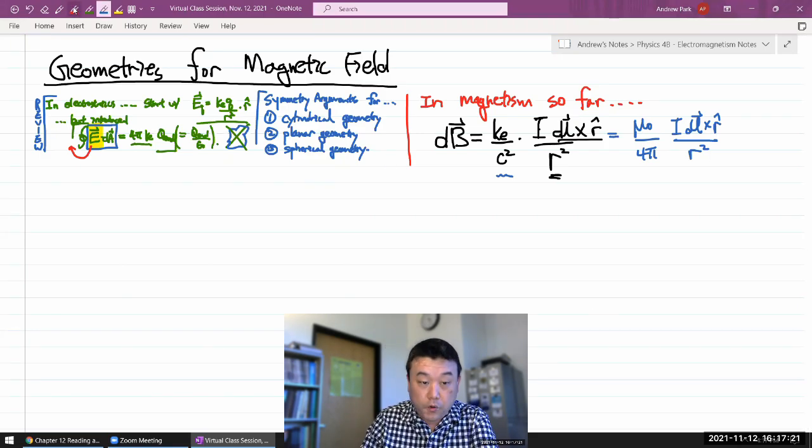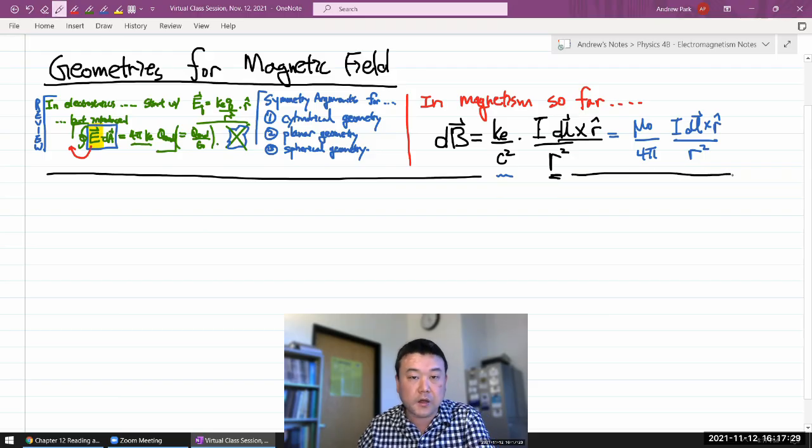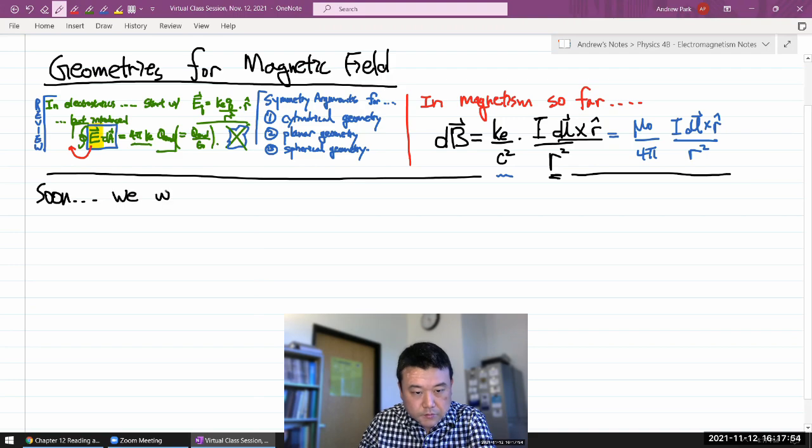Now, what we are going to do is introduce Ampere's law. And as we introduce Ampere's law, it'll be very useful for us to identify geometries where there will be sufficient symmetry for us to be able to use Ampere's law to calculate the magnetic field. So what we will do soon, we will introduce Ampere's law, which looks different from Gauss's law, although there are some superficial similarities.